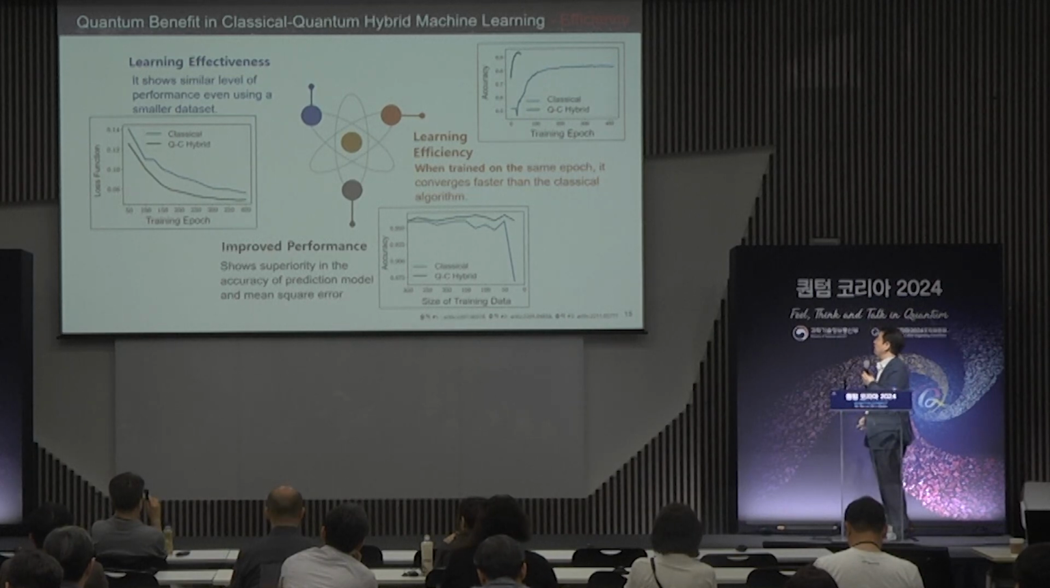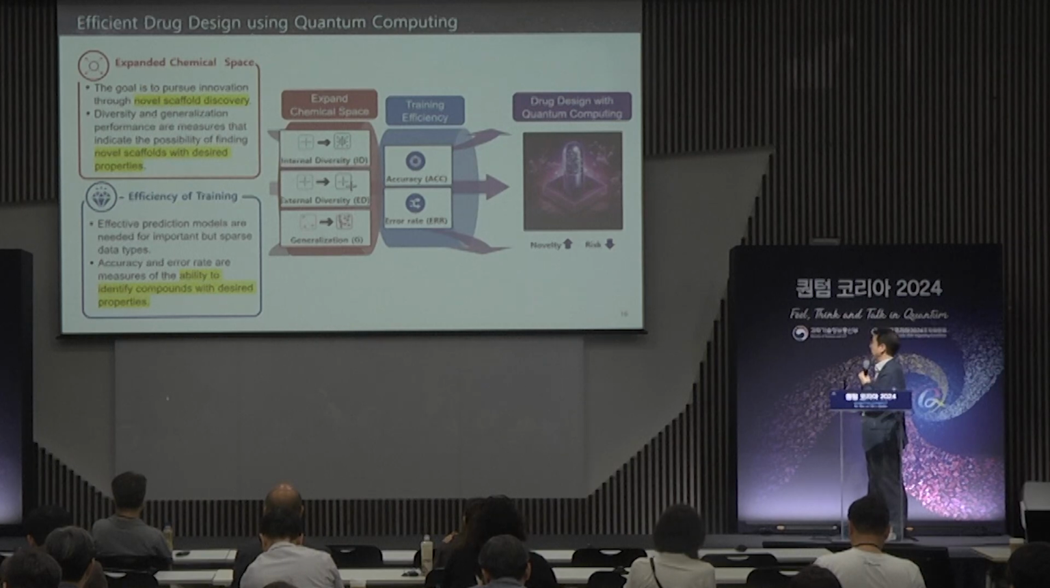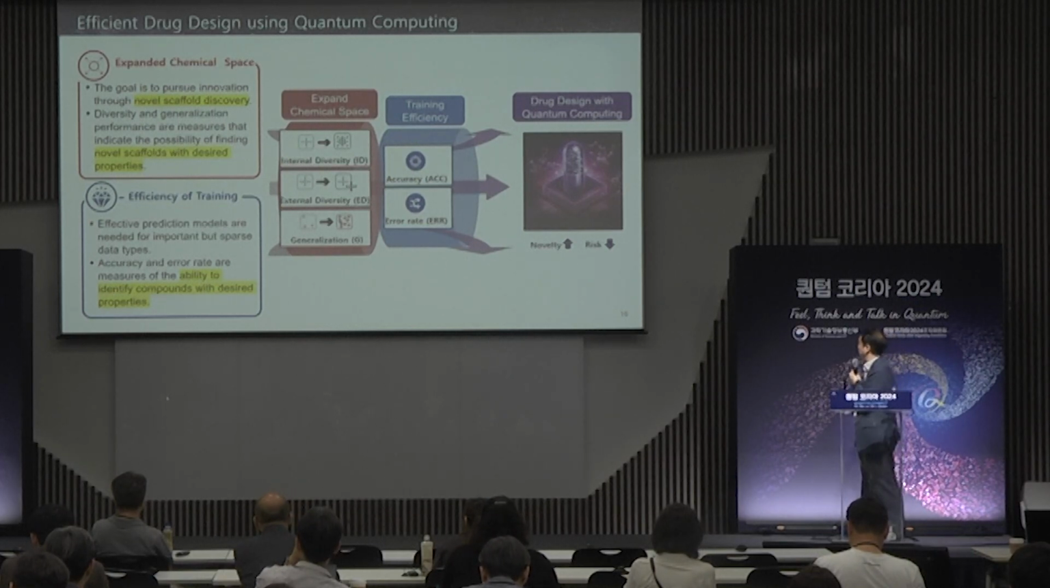And there's also a benefit in using the quantum computer, in running effectiveness and efficacy, and they also improved performance when we introduced the quantum computer into the generative model. So the purpose of introducing a quantum computer for molecule generation is to get novel scaffolds, and actually novel scaffolds with desired properties. That is the purpose of using a generative model. So this is the benefit: we can have much higher novelty and low risk. This is the purpose of introducing a quantum computer for molecular generation.